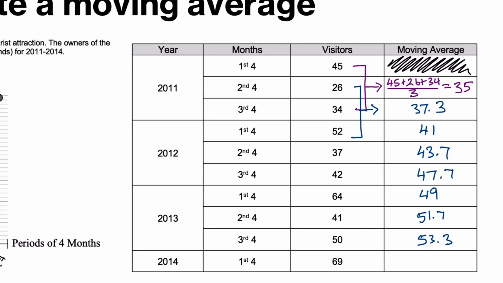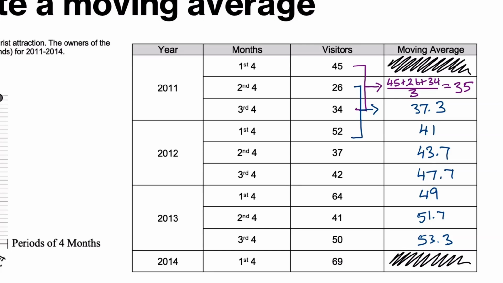Notice that when we get to the end, once I've used my final 3 points to produce the moving average of 53.3, which lines up with the third 4 months of 2013, I no longer have 3 points to create an average from, and so I'll also lose that final piece of data there.